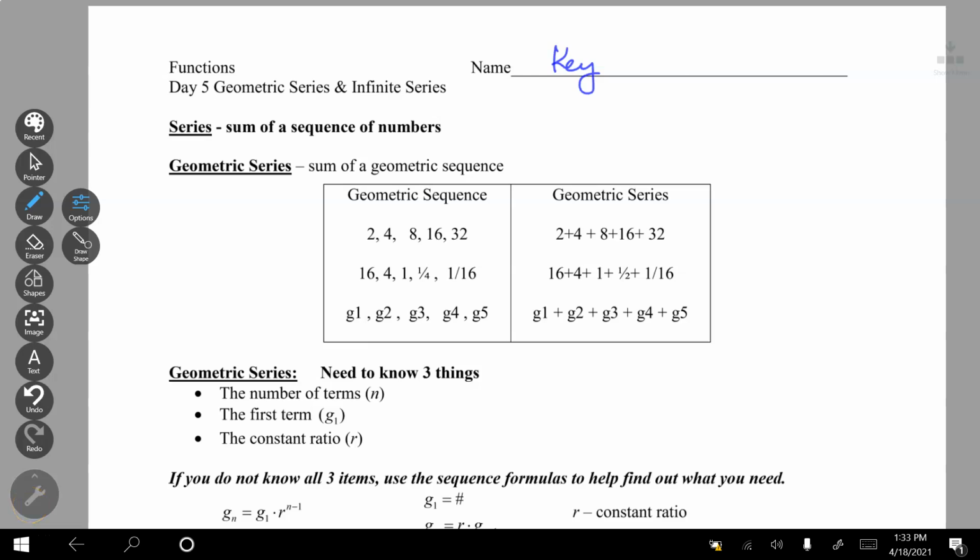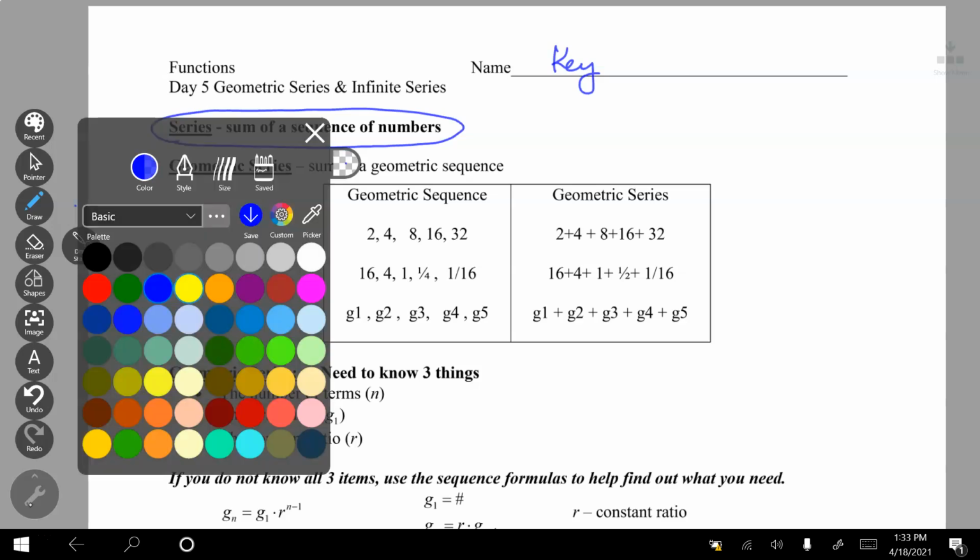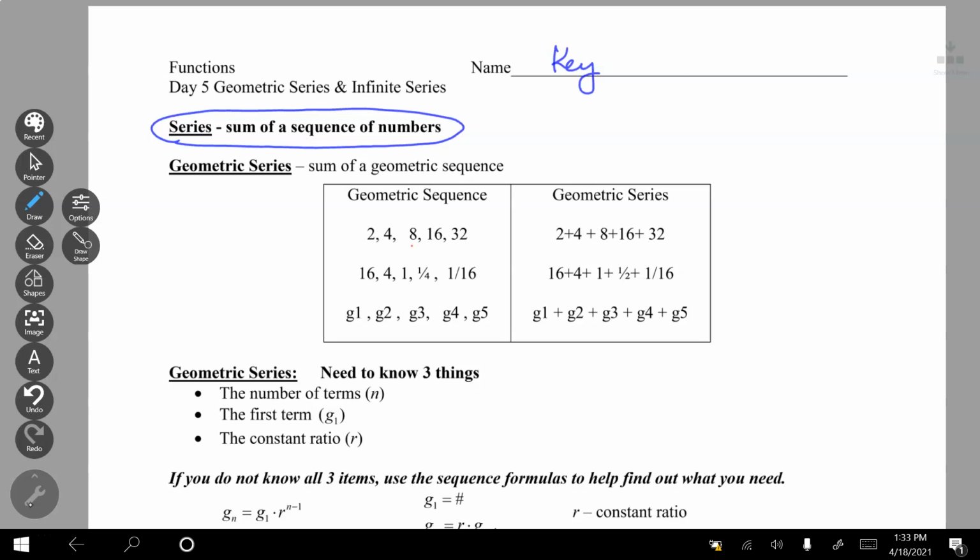Welcome to Day 5, Geometric Series and Infinite Series. So we're going to work on series again, which is just taking a sum of numbers. Yesterday we were working on arithmetic series, where there's an adding pattern between the terms. Today we're going to work on geometric, where there's a multiplying pattern between these terms that you can see. Going from a sequence to a series means we have terms, and now we're just adding all the terms.